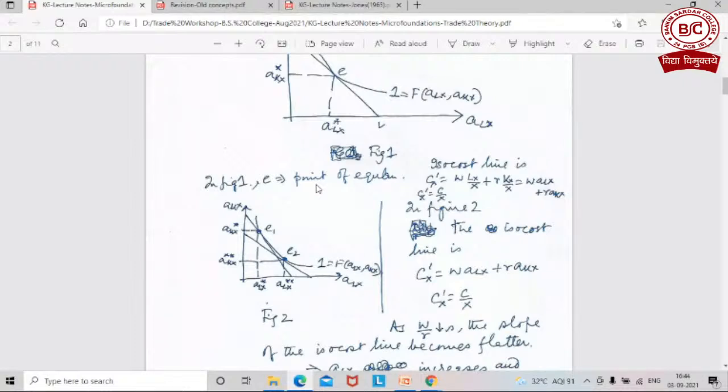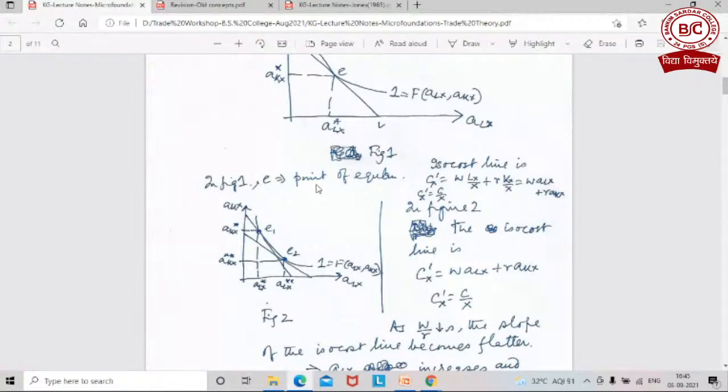What is the logic behind it? The logic is simple. As W by R falls, the wage rate of the workers is cheaper compared to the rate of return on capital. So W by R falls means labor becomes relatively cheaper compared to capital. So there will be more demand for labor on the part of the producers. Even to produce one unit of output, if labor becomes cheaper, the unit labor requirement will increase. That's why aLX will increase. So we start with a fall in W by R and end with an increase in aLX, which shows that aLX depends on W by R. Is it okay?